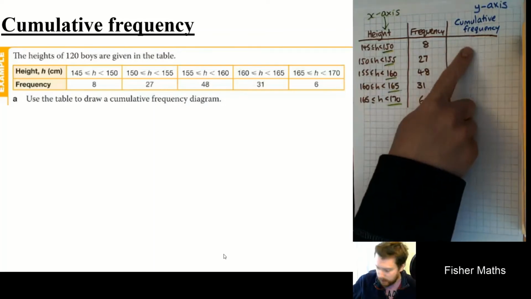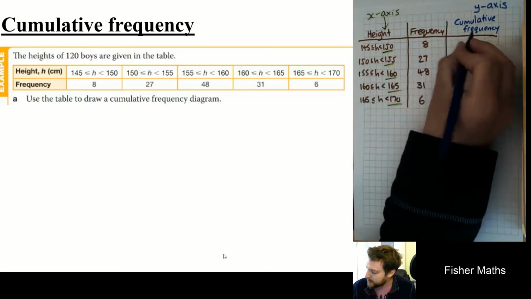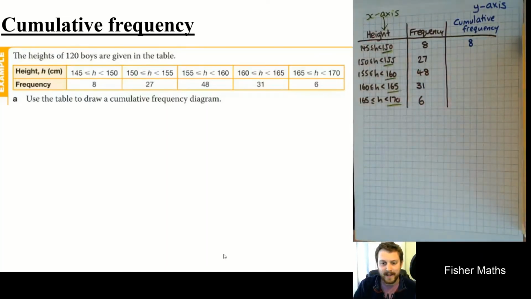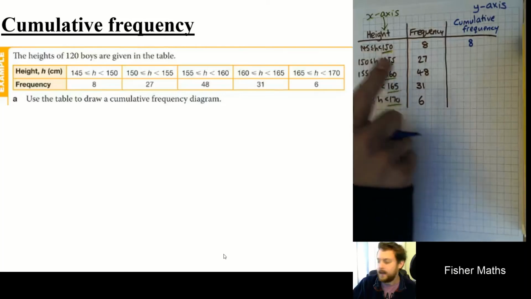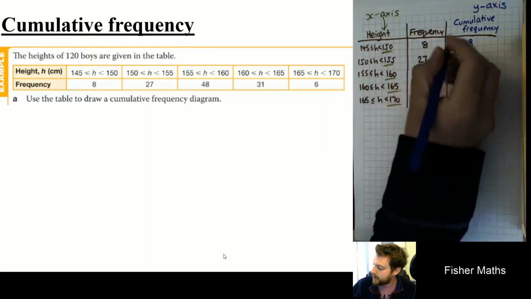So the cumulative frequency first of all, so that's 8. So there were 8 boys who were less than 150. So this is all to do with being less than. So there were 8 boys who were less than 150. Now I'll do 8 add 27, which is 35.